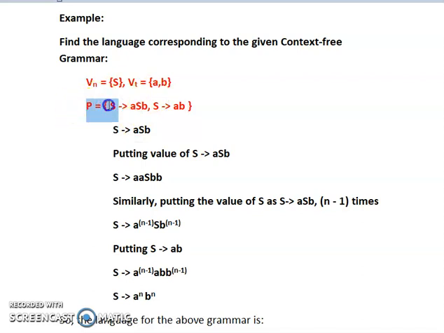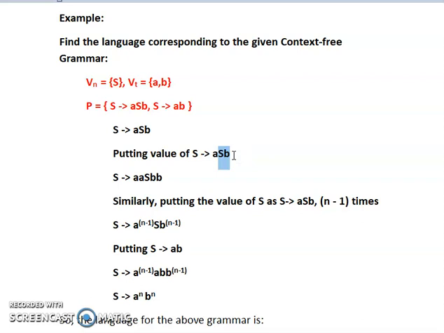Now we want to see which language is generated using these production rules. Let's start with our first production rule, S tends to ASB. On putting the value of S as ASB again, we will have S tends to A copied as it is, then the value of S replaced by ASB, and then B copied as it is. In this way, you can see how we are replacing the value of S on the right hand side by ASB.